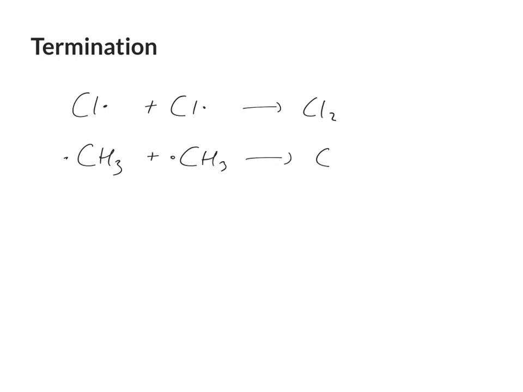Okay, so your termination step, in this case you take 2 radicals, react them together, and you form a stable molecule. And there are lots of radicals available, so there are lots of radicals that could react to give you a stable molecule. So you could have your chlorine radicals, they could combine to give you a chlorine molecule. That's a perfectly acceptable termination step for that reaction. You could have your methyl radicals, they could combine to give you a molecule of ethane. You could have one of each, and you'd get another chloromethane. So you need to make sure that you are able to write a number of termination steps for a free radical substitution reaction, and there's 3 possibilities for this reaction.